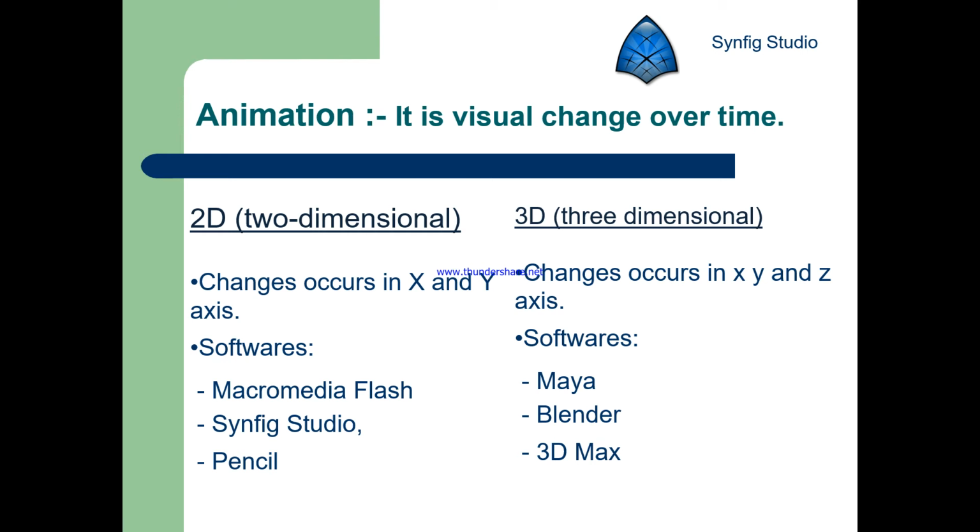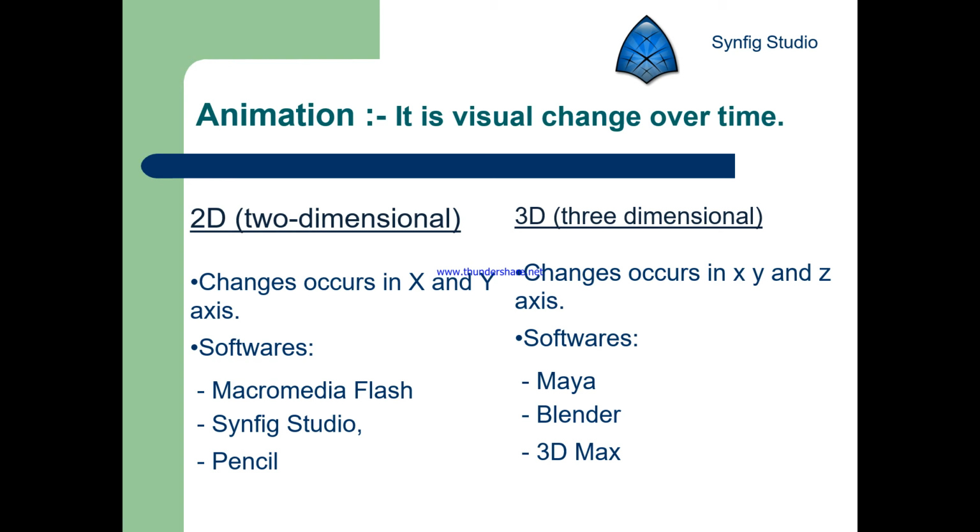Third example is Pencil. Pencil is also one of the 2D software in the open source category, which is used for hand-drawn 2D animation. So, these are the 2D animation examples.